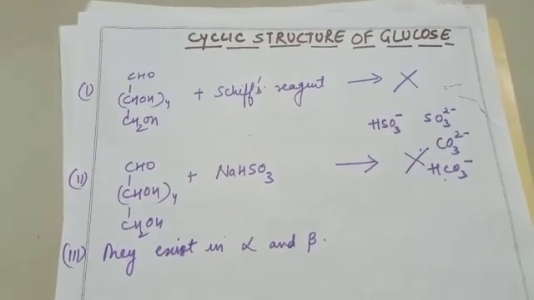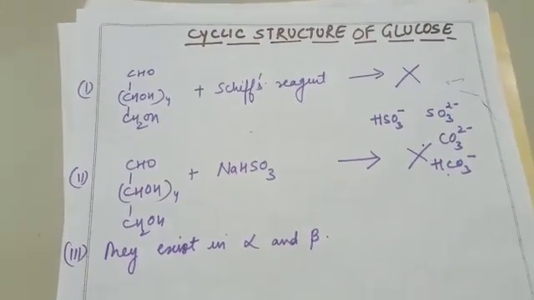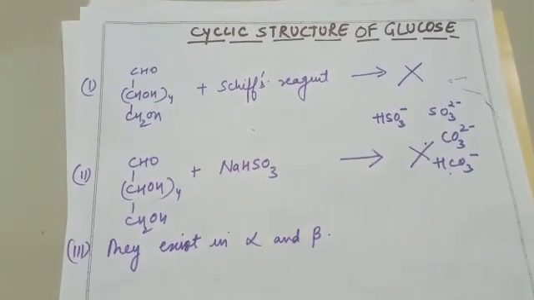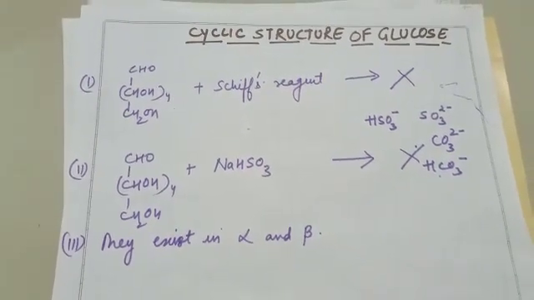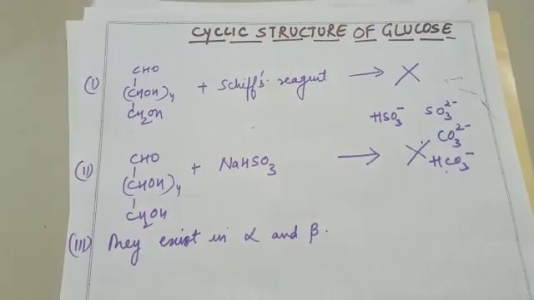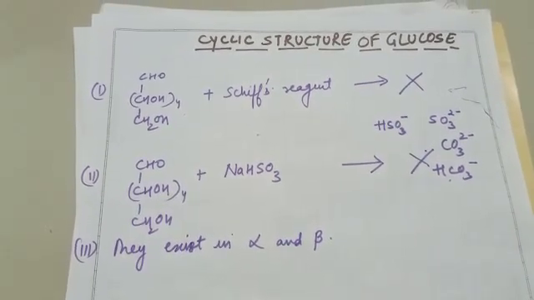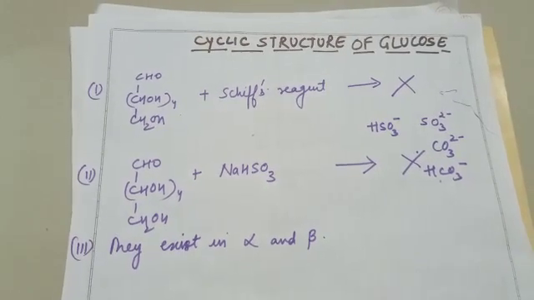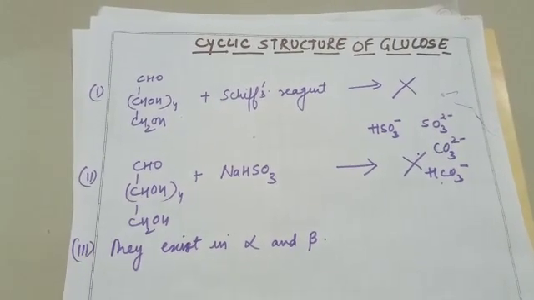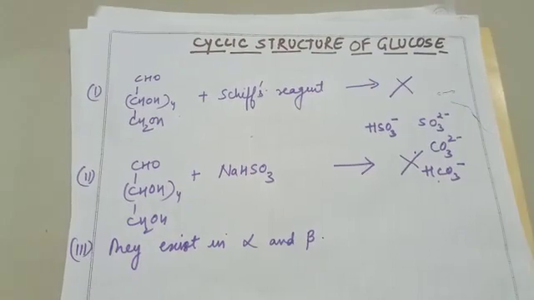But there are some properties which are not justified by the open structure. Like if the open structure is treated with Schiff reagent. See, Fehling, Tollens, Schiff, they all are used to identify aldehyde and ketone. So when glucose was treated with Schiff reagent, no product was formed.